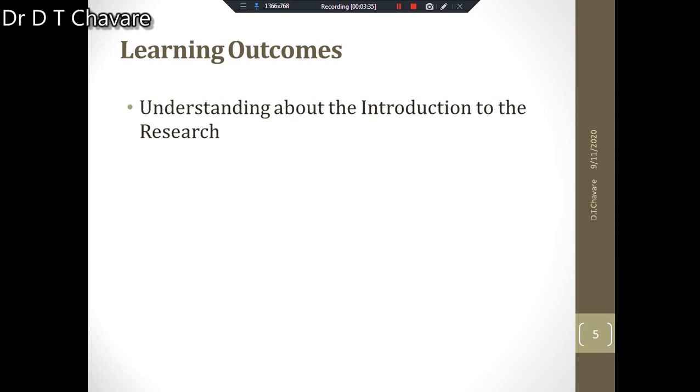After studying this unit number 1, what will be the learning outcomes? It means that after completion of this unit, definitely you will understand the introduction to research. What is the learning outcome? Understanding about the introduction to research. This is the learning outcome.